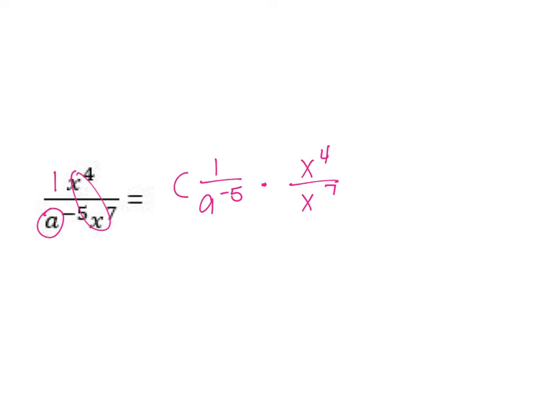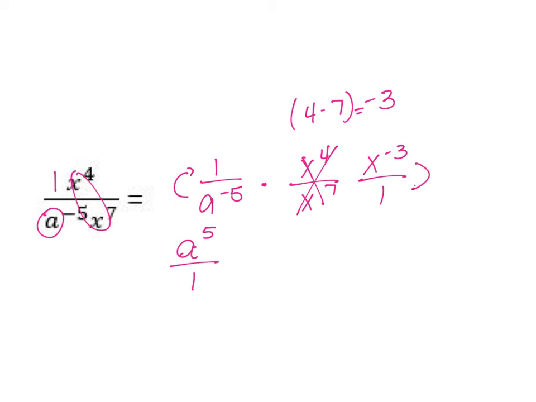So the first thing I'm going to do is actually flip this guy here. So this would be a to the 5th over 1. And then here I'm going to subtract those exponents. So this would be 4 minus 7, which is actually a negative 3. So then this would become x to the negative 3. It actually ends up in the numerator. Whenever you subtract, it's automatically in the numerator. But now that my exponent is negative, I have to flip these guys over. So this will become times 1 over x to the 3rd. So we're taking it from that to that.